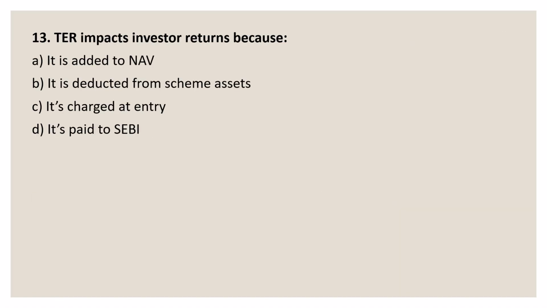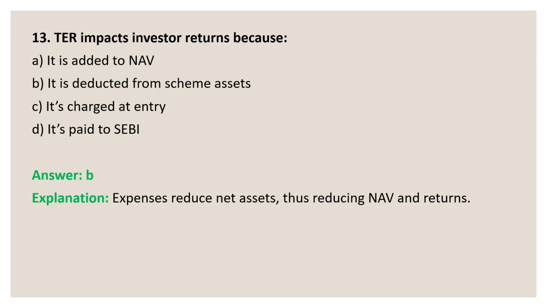Next question. TER impacts investor returns because option A it is added to NAV, option B it is deducted from scheme assets, option C it's charged at entry, and option D it's paid to SEBI. Correct answer is option B it is deducted from the scheme assets. Expenses reduce net assets, thus reducing NAV and returns.